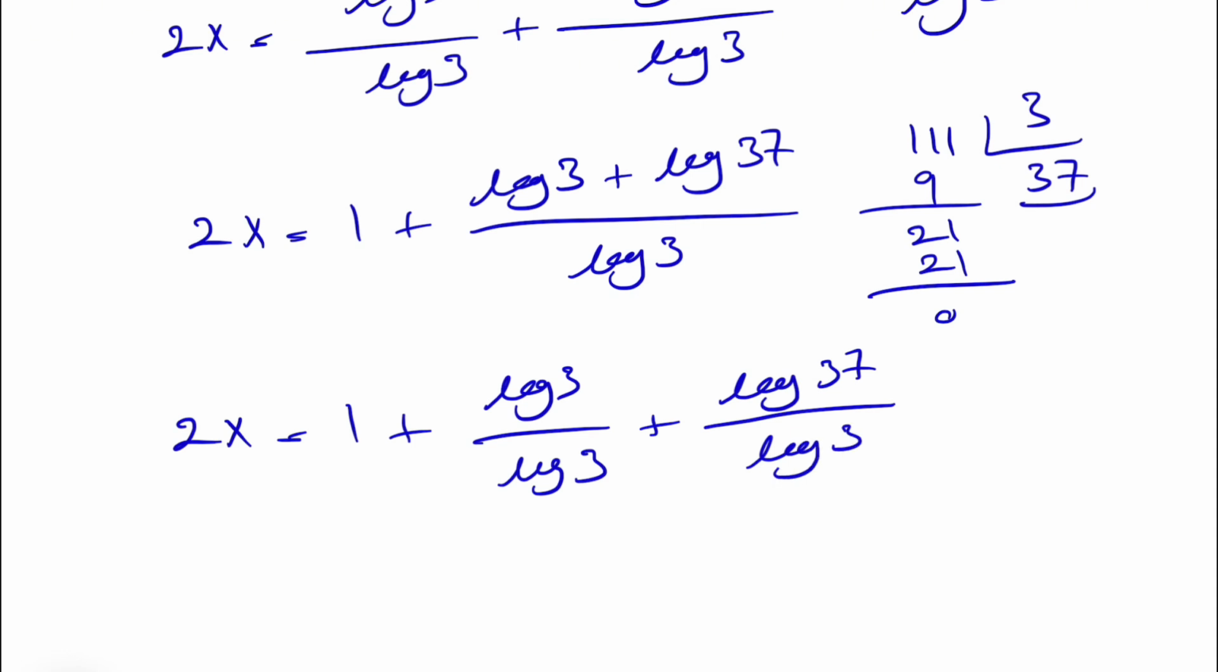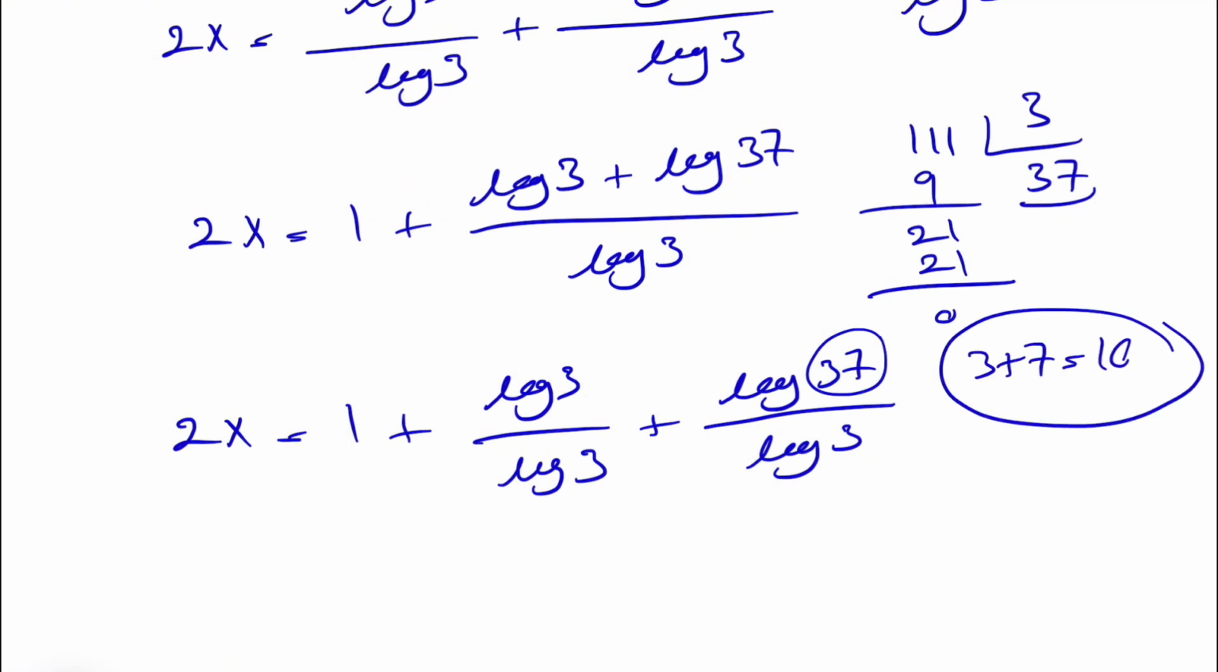So if we look at 37, we see that 3 plus 7 is 10. So it cannot be written as 3 times something, so that's not going to work. That means this is the end of this.